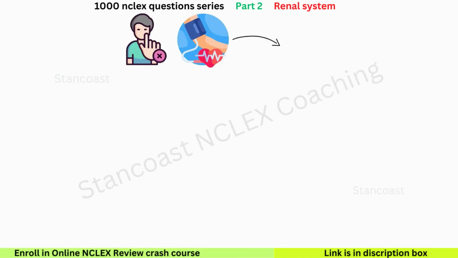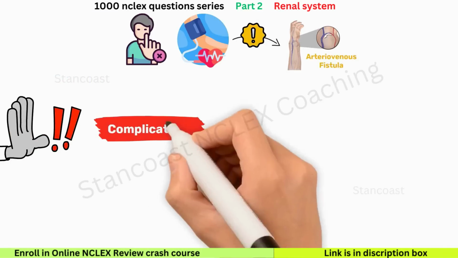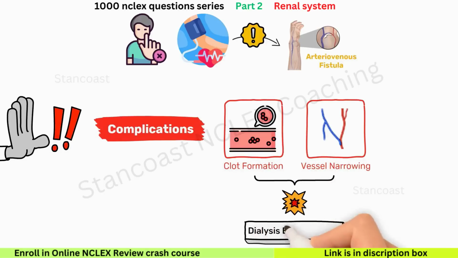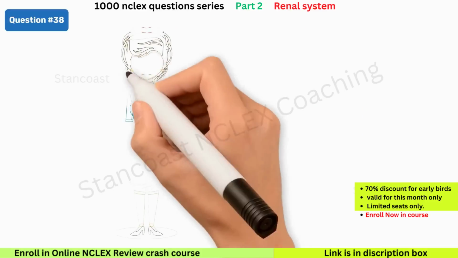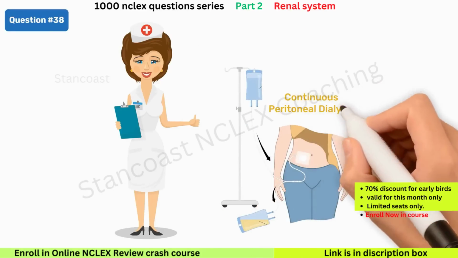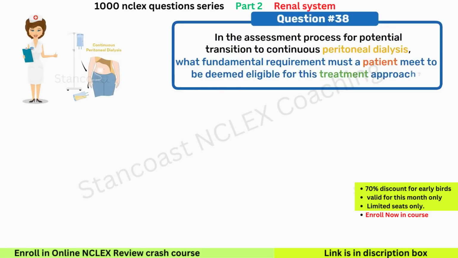Avoiding blood pressure measurements on the arm with the arteriovenous fistula is crucial to prevent complications like clot formation or vessel narrowing, which may compromise dialysis effectiveness and require surgical intervention. In the assessment process for potential transition to continuous peritoneal dialysis, what fundamental requirement must a patient meet to be deemed eligible for this treatment approach?